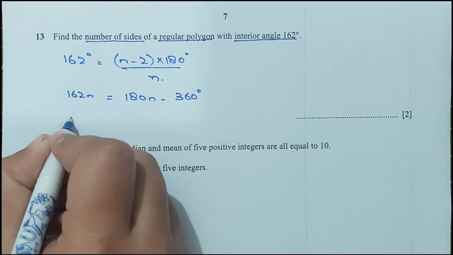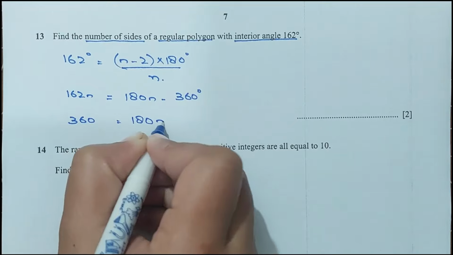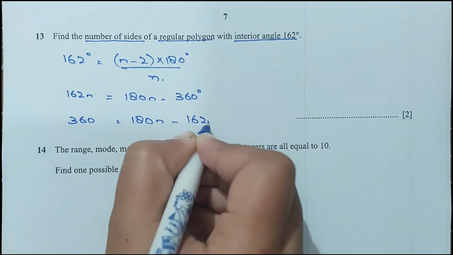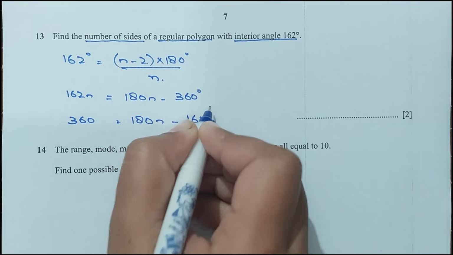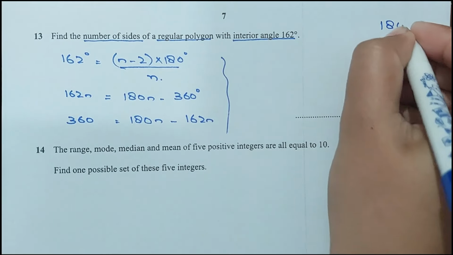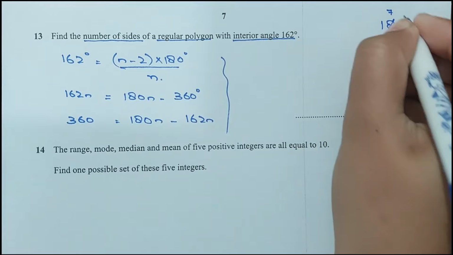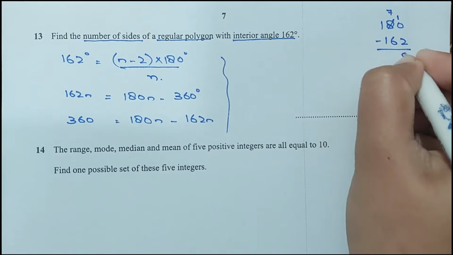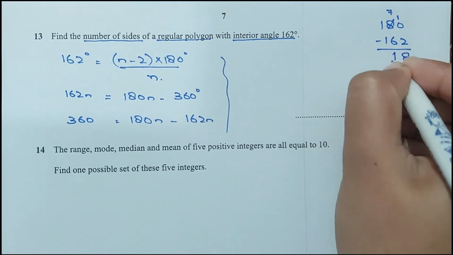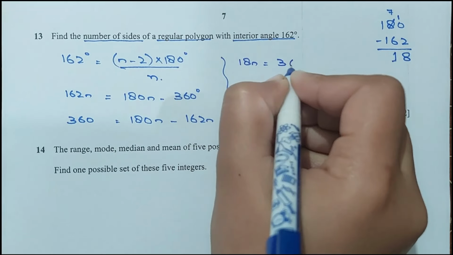Okay, so 360 moved over here, and 180 minus 162 moved over here. 162 is on the left side and 360 on the right side. So from 180, if we take away 162, what is this? It's 7 and it's 10. 10 take away 2 is 8. 7 take away 6 is just 1. So it is 18. 18n would be equal to 360 degrees.